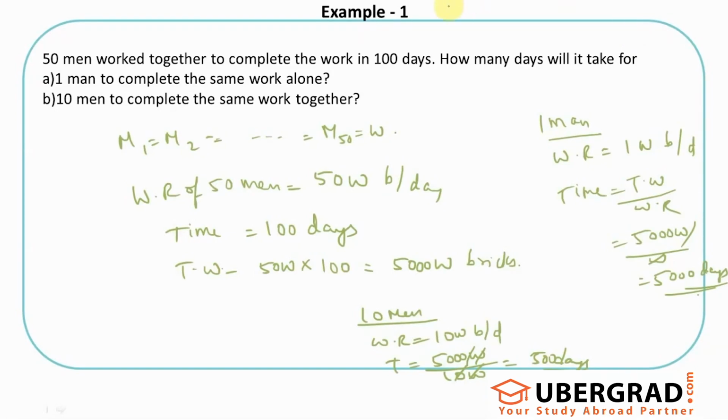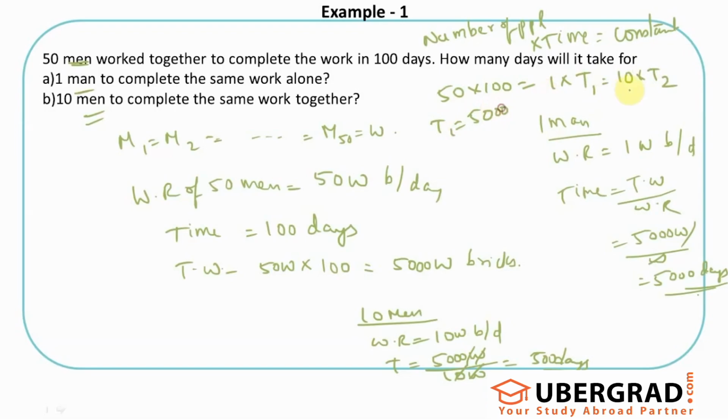See, there's a simple formula for this, which is basically the same thing. The number of people to do a work into the time taken will always be constant. And this will work when all the people we are talking about have the same work rate. So 50 people took 100 days, which should be the same as one person taking T1 days or 10 people taking T2 days. So T1 will be 5000, T2 will be 5000 by 10, that will be 500, which is what we calculated.